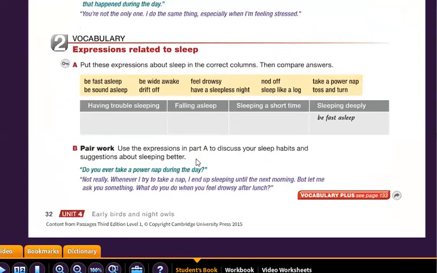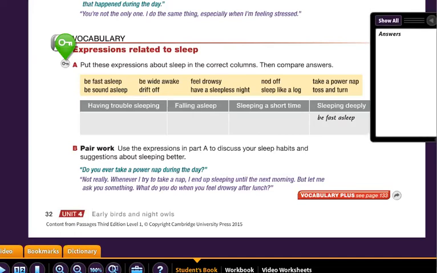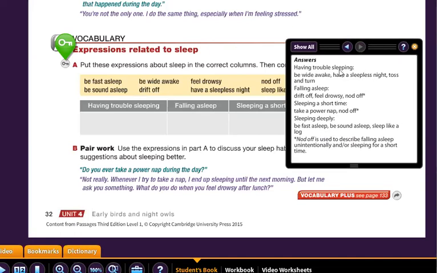Now we're gonna go to vocabulary expressions related to sleep. So these are the expressions and vocabulary related to sleep. Put these expressions about sleep in the correct columns, then compare answers. We're gonna check how to express having trouble sleeping, falling asleep, sleeping a short time, and sleeping deeply. So these are like the answers.